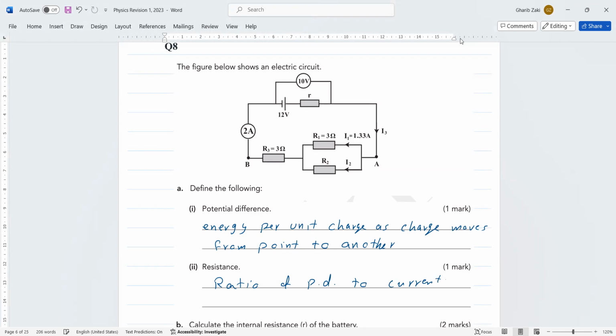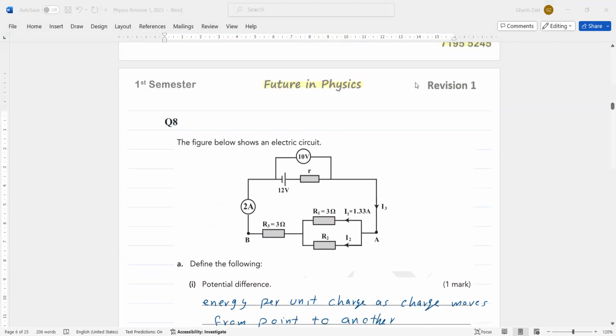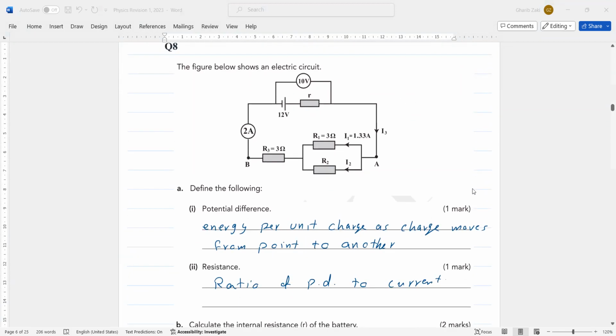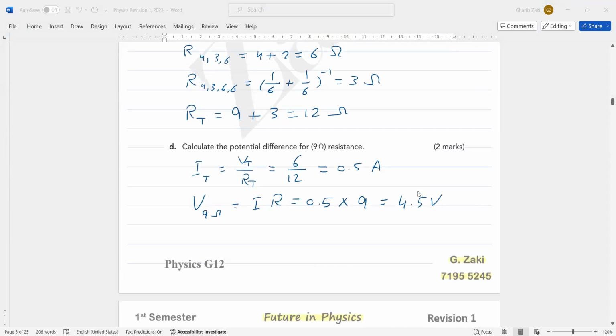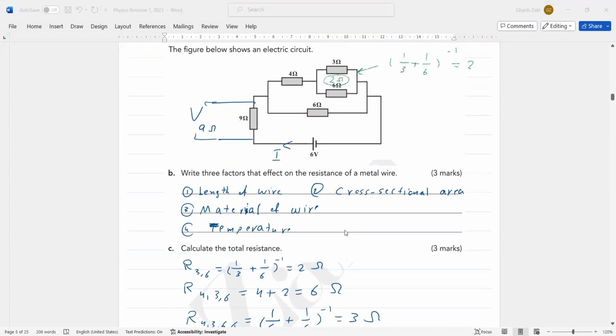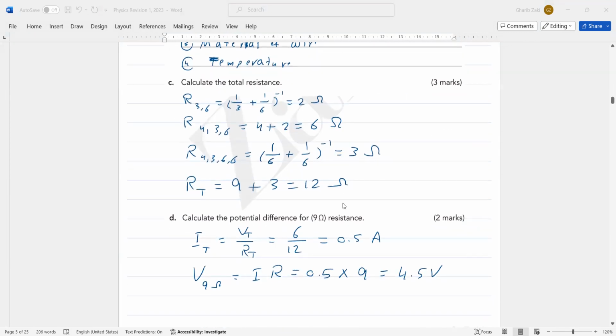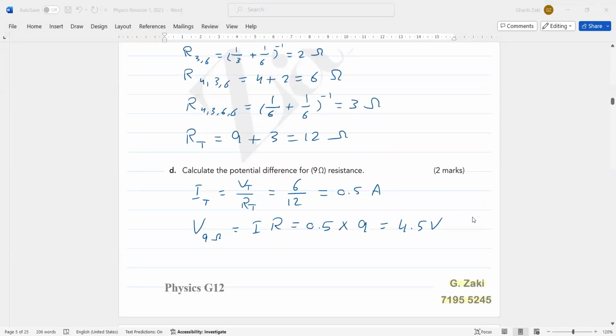Yes, question? Not 12. I don't get your idea. Yahya, I think above, Mister, you wrote 6 divided by 12 instead of 6 divided by 9. V total is 6 over R total 12, which is 0.5. And I times R, this is the current multiplied by the resistance. The resistance is 9, and the current, it's correct.